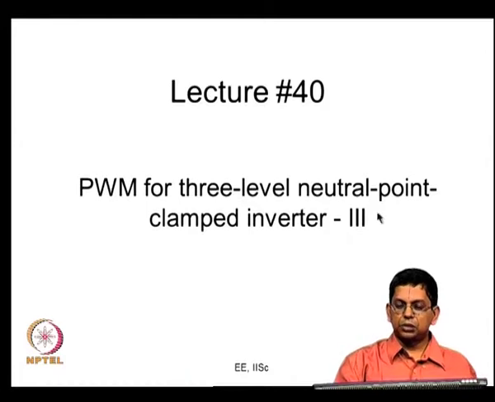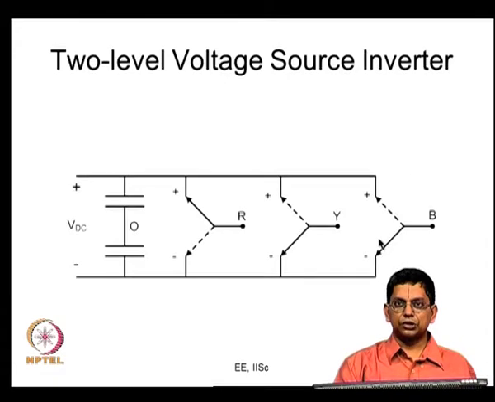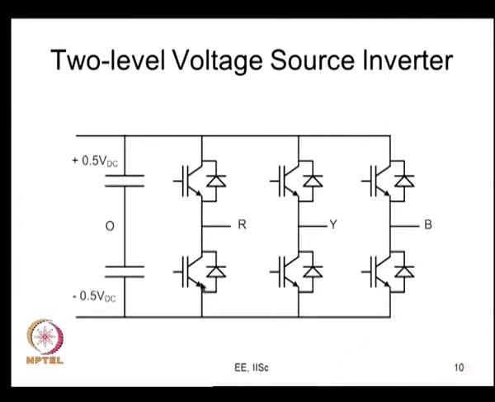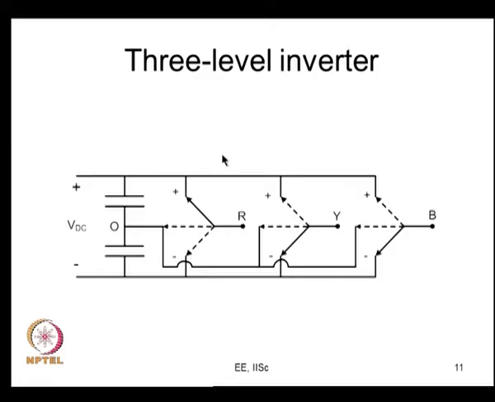So, this is PWM for 3 level neutral clamped inverter, lecture 3. So, third lecture in this, last lecture in this particular module. So, this is 3 phase 2 level voltage source inverter. Each leg is a single pole double throw switch, and they are relays like this. These 2 switches switch in a complementary fashion, and the switches can block voltage in one polarity, the collector positive with respect to emitter, and they can conduct in both the directions. The transistor can conduct in one and the diode can conduct in the opposite direction.